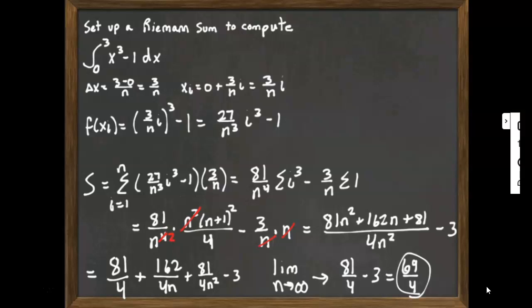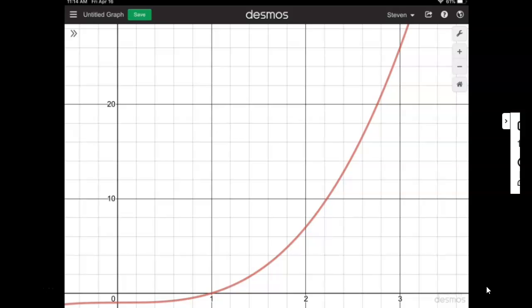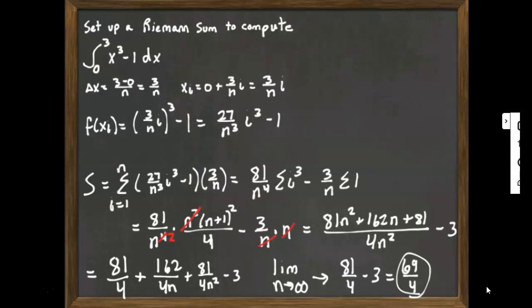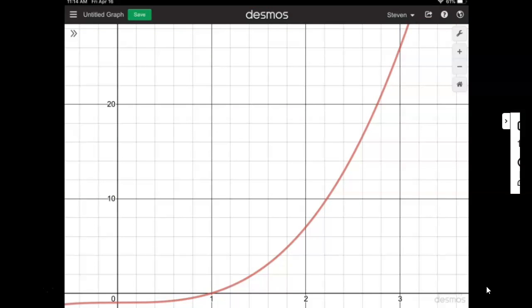Now, one quick word on this function here. So we got our area here of 69 fourths. And so now if we look at the graph here of y equals x cubed minus 1, one of the things I want you to notice is this graph is actually not always positive. So we've actually not computed an area beneath the curve, because some of the curve is actually negative. So when we used our formula, we were actually creating negative area.